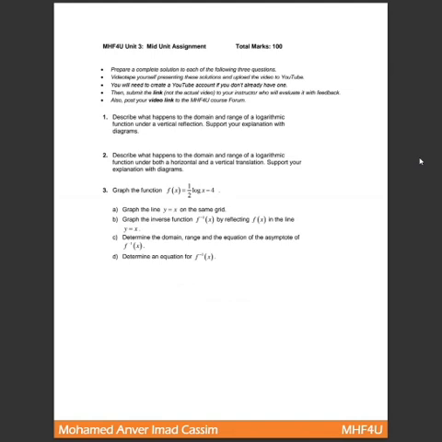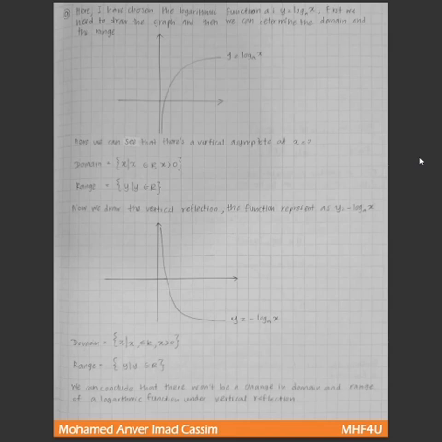So the first question is, describe what happens to the domain and the range of a logarithmic function under a vertical reflection. Support your explanation with diagrams. Here I have chosen the logarithmic function as y equals log_a x. First we need to draw the graph and then we can determine the domain and the range. So the graph is drawn over here for y equals log_a x. Here now we can see that there is a vertical asymptote at x equals 0. The domain and the range is given here.